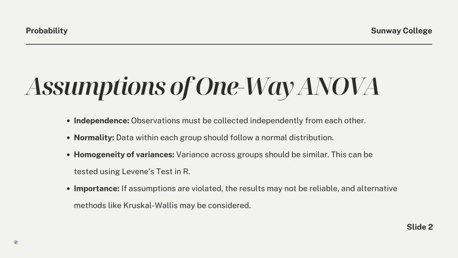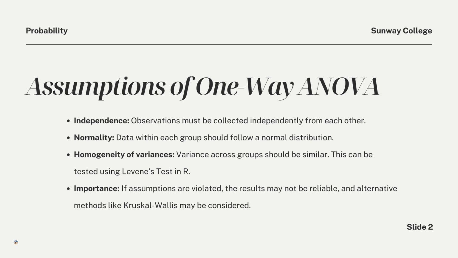Assumptions of One-Way ANOVA. Before we jump into the test itself, it's crucial to ensure that the assumptions for One-Way ANOVA are met. Firstly, we need independence, meaning the observations in each group should be independent of each other. Next is normality. The data in each group should follow a normal distribution. You can check this assumption using visual tools like histograms or QQ plots.